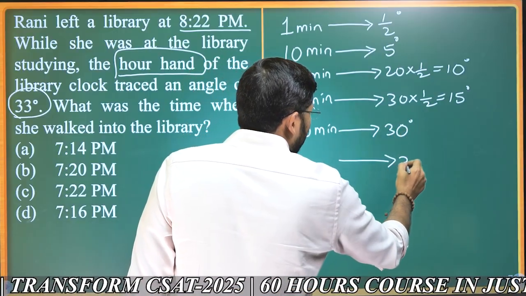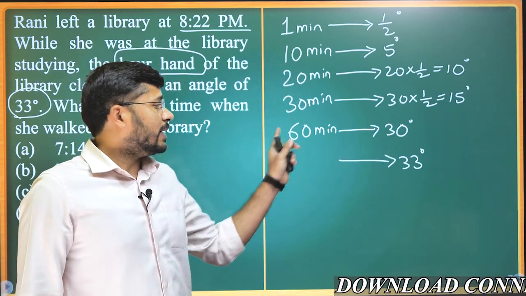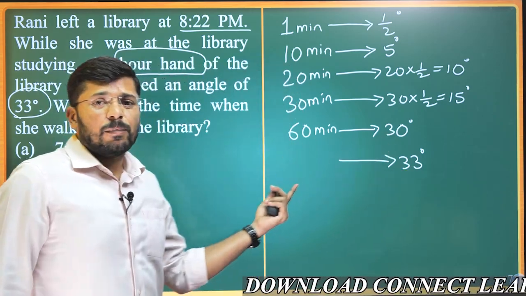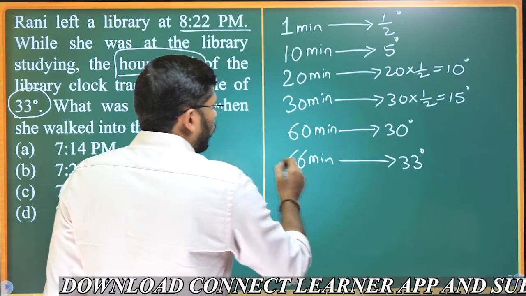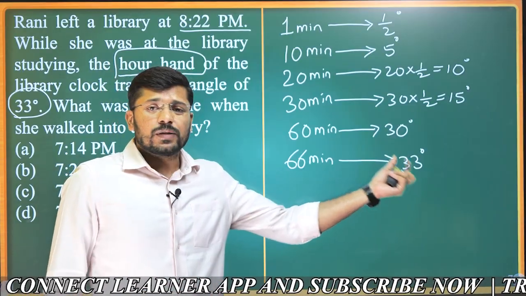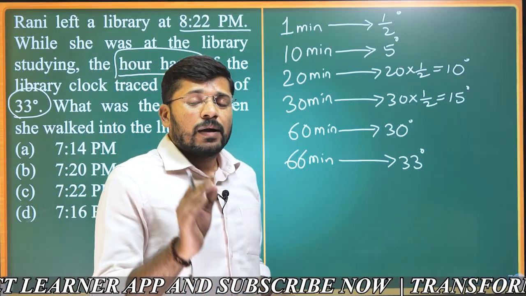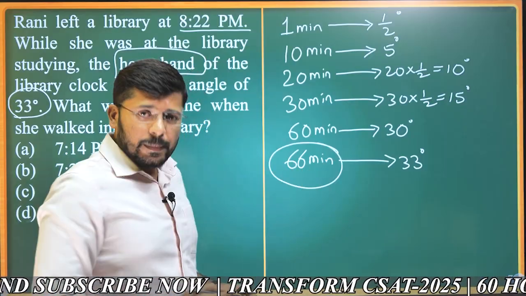So to make 33 degree angle, how many minutes are required? For 30 degree, we need 60 minutes. For 33, we need just double of that, right? So that means 66 minutes. So if you give it a time of 66 minutes, the hour hand will make an angle of 33 degree. It means that Rani sat and studied there for 66 minutes.